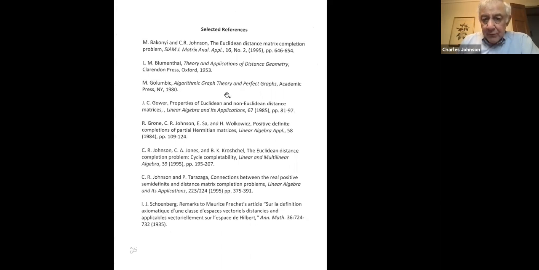There's a book by Golumbic, which has most of the basic stuff on chordal graphs in it. And if you want to get into this area, it's a good one to look at. There's a nice paper by Gower on Euclidean, non-Euclidean distance matrices, which is to some extent a follow-on to Schoenberg's work about distance matrices. This is the paper with Henry and Bob Grone and Marquis de Sá on the positive definite completion problem that I mentioned. Then the cycle completable stuff is in a paper with Brenda Kroschel and a student of ours in the REU program some time ago.